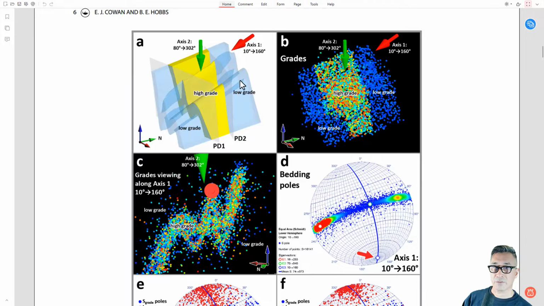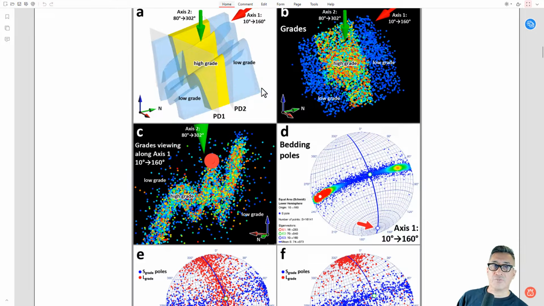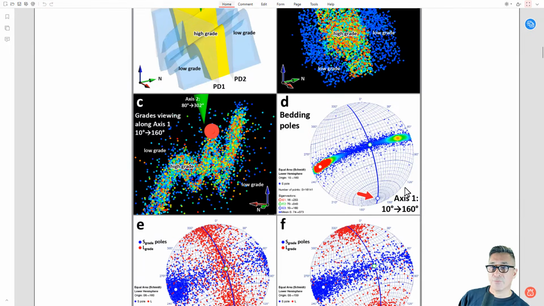Here you go, there's another diagram here. This is a folded unit, mineralization in yellow, and you have these two Perkins discontinuities on either side. These are fractures, and mineralization is hemmed in between those fractures. Okay, so what you can find out is that if you analyze the bedding of this unit, it plunges at 10 degrees to 160, for example here. These are the bedding readings.